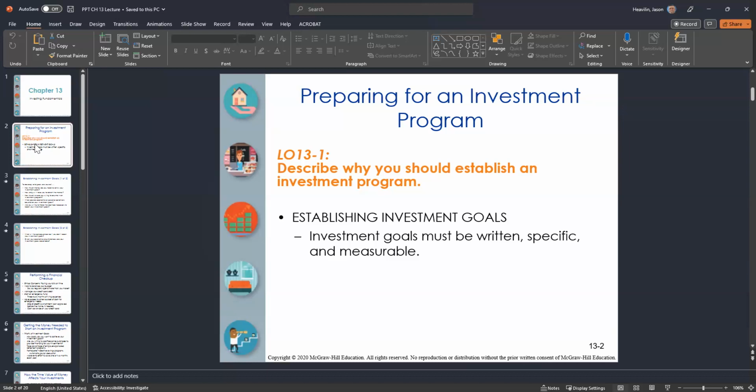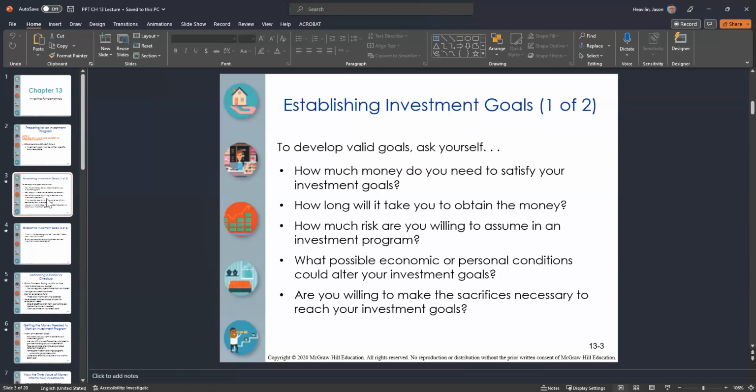Let's say you want to say, I want to be a multimillionaire. Okay. How many millions? By when? How do you keep track that you are getting there in the timeline that you would like to? That's the measurable part. A lot more details go into that. To develop valid goals, ask yourself a few things. How much money do you need to satisfy your investment goals? Now, that is on both ends, going in and at the end of it.